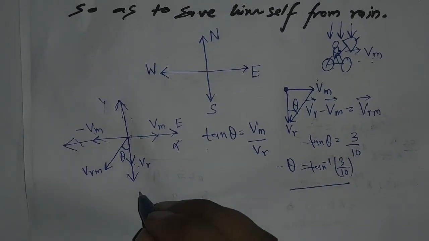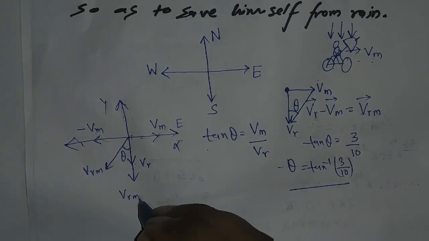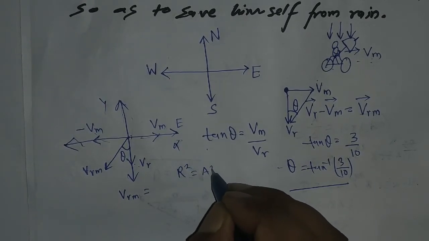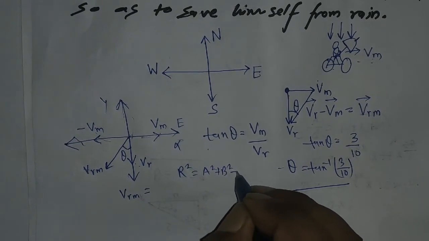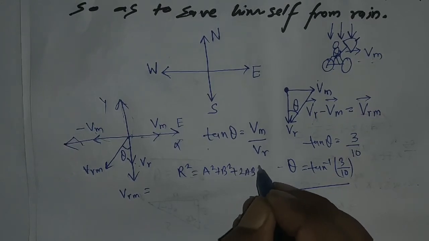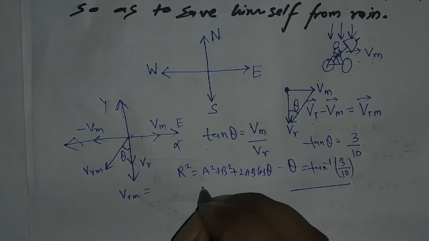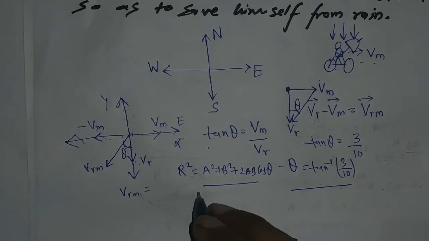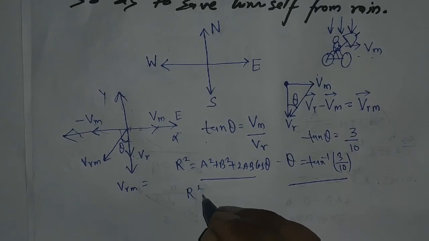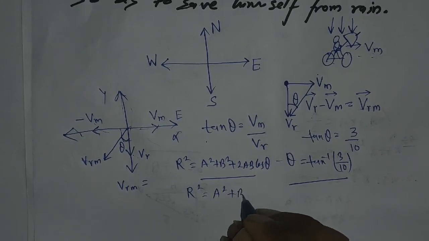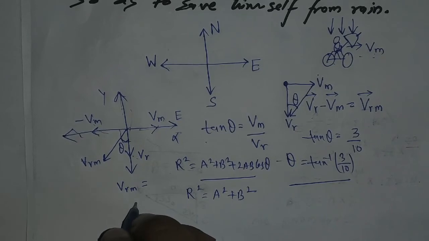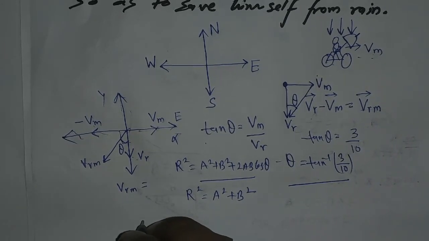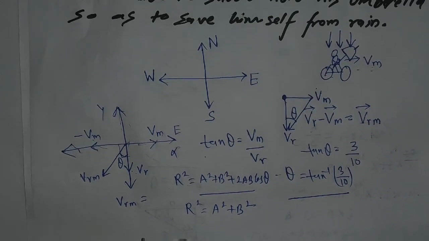So what will be Vrm exactly? Students, you have been taught R square is equal to A square plus B square plus 2AB cos theta. This formula you have read. The angle between these two is pi by 2. So the formula will be R square is equal to A square plus B square. Same formula you apply here and you will get Vrm. In this question Vrm is not asked, that's why I am not going to find it.